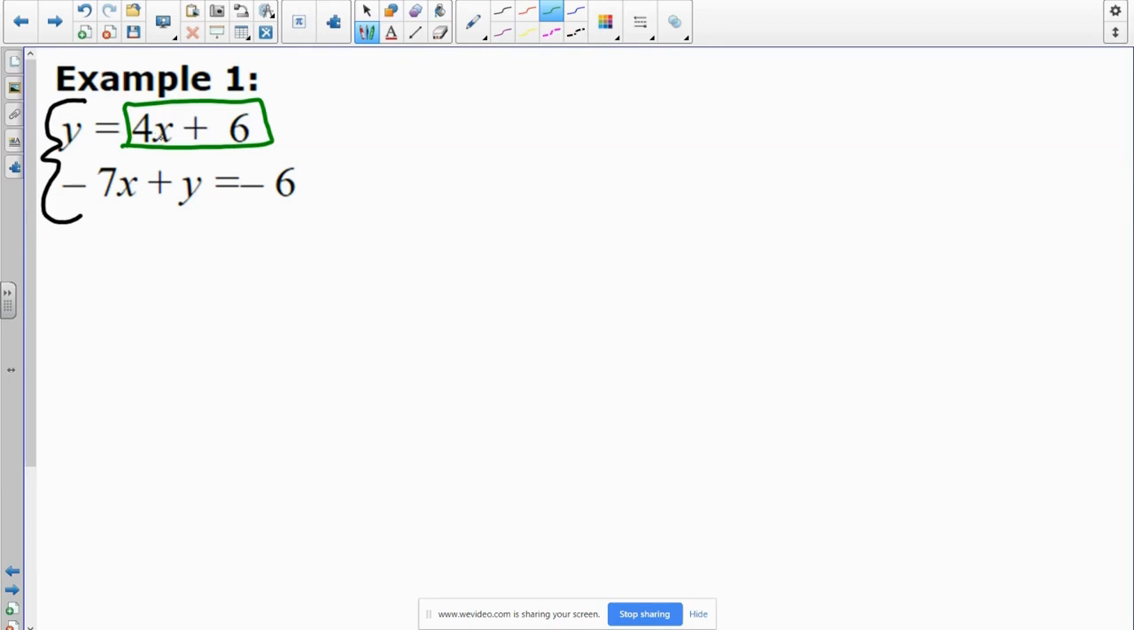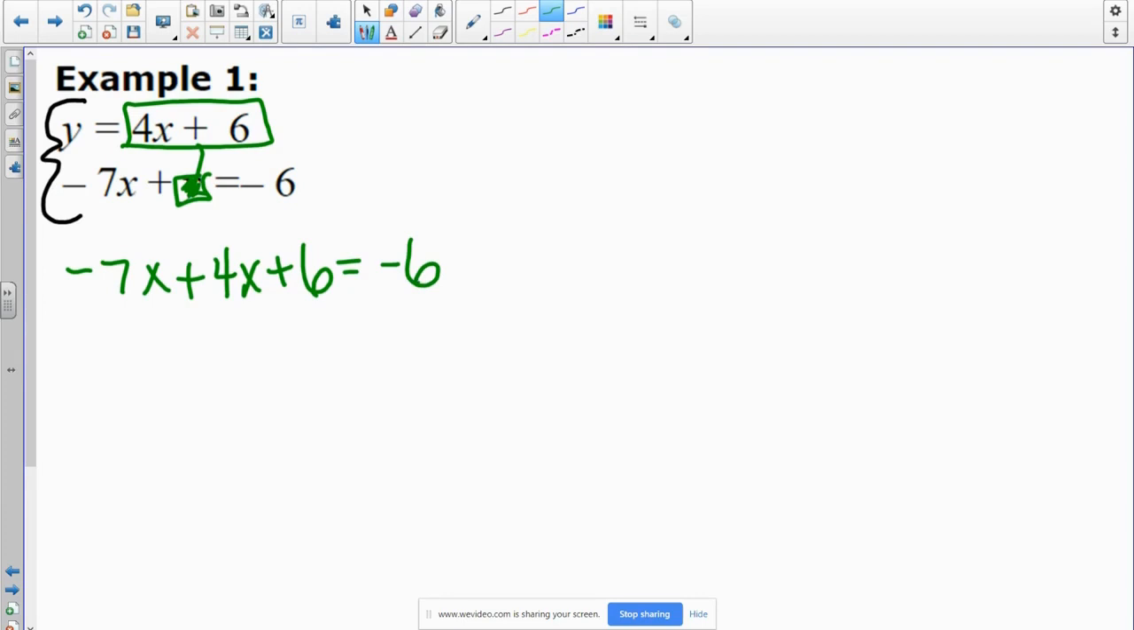So I'm going to substitute 4x plus 6 in for y. I'm going to take this y out right here, and I'm going to put in the expression 4x plus 6. I'm going to rewrite this equation, using the top equation for this substitution. I'm going to go negative 7x plus, and notice I'm substituting that y out, I don't want the y, 4x plus 6 equals negative 6.